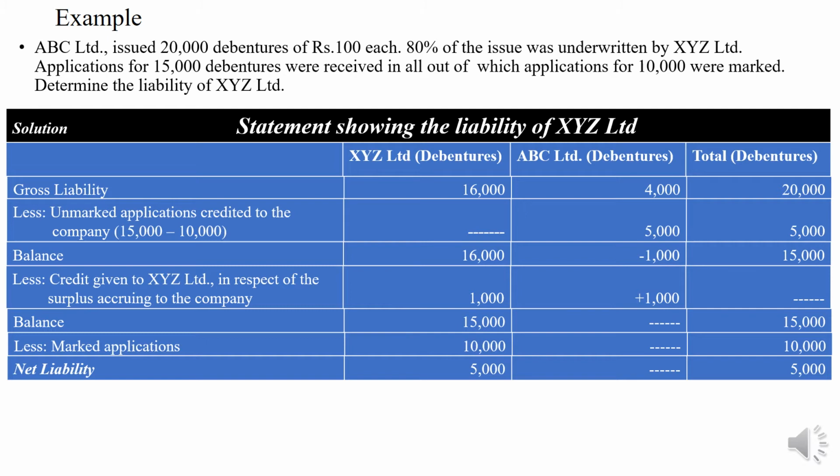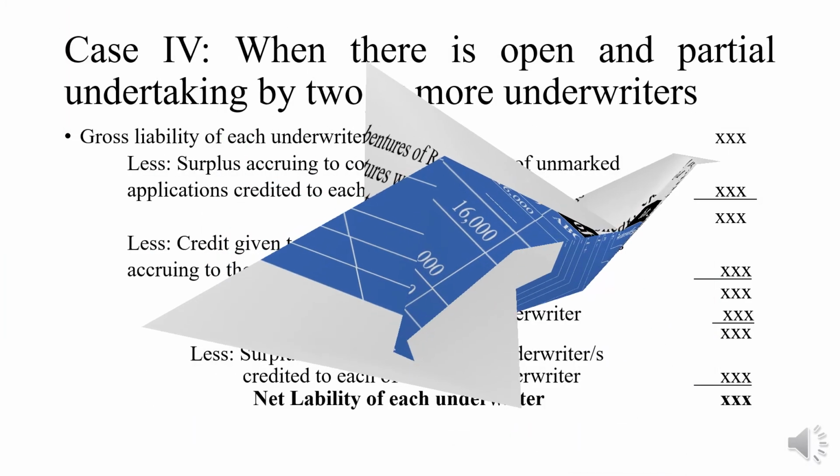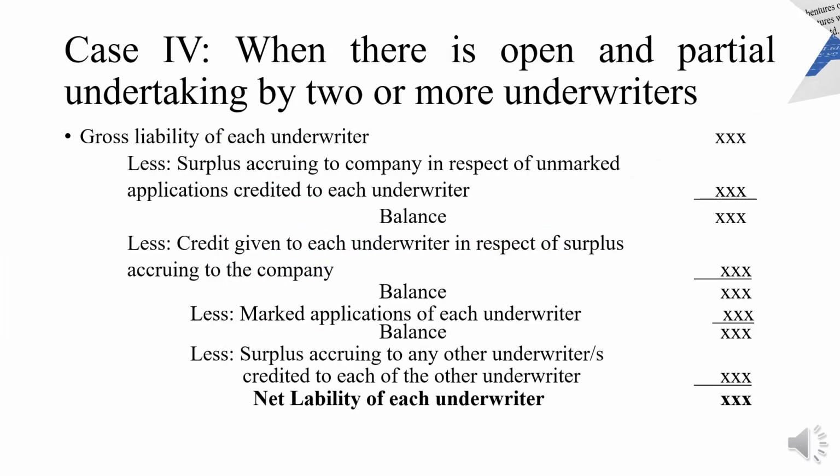Now let us move on to the next situation. Case number 4: when there is partial underwriting by two or more underwriters. In our previous example, we had only one underwriter, but in this case we have more than one underwriter. First, the gross liability of each underwriter, and then less surplus accruing to the company in respect of unmarked applications credited to each underwriter.